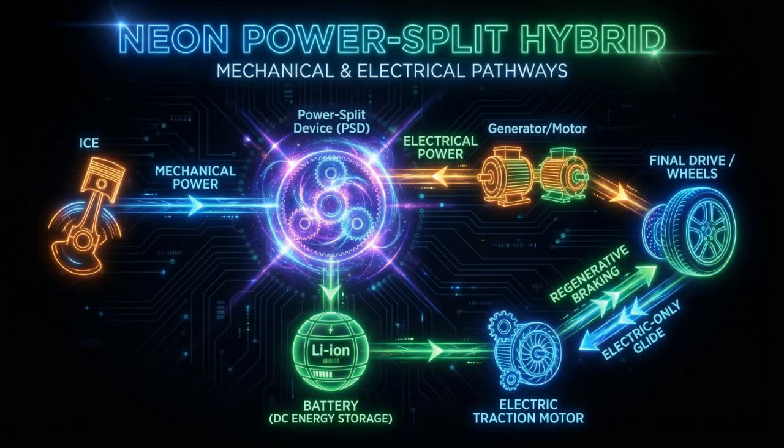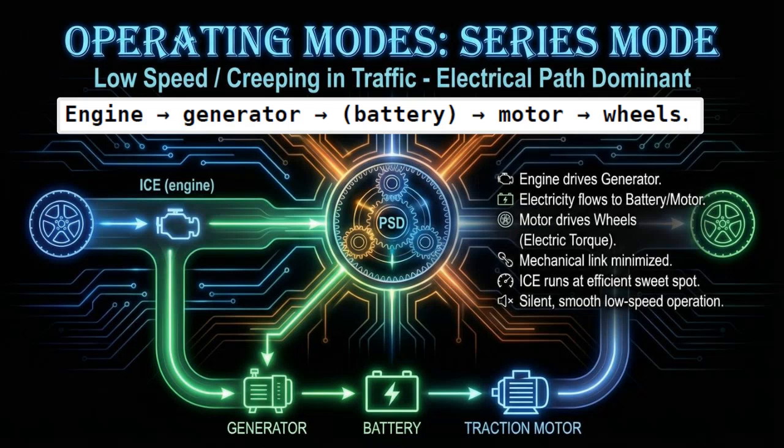If the generator resists rotation, acting like a load, then more engine power flows into electrical generation. If the generator is allowed to spin freely, more engine power flows mechanically to the wheels. The PSD, therefore, makes it possible to control engine speed independently of wheel speed to some extent, and that is the key control advantage.